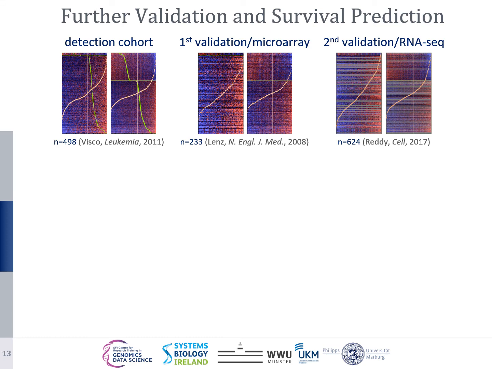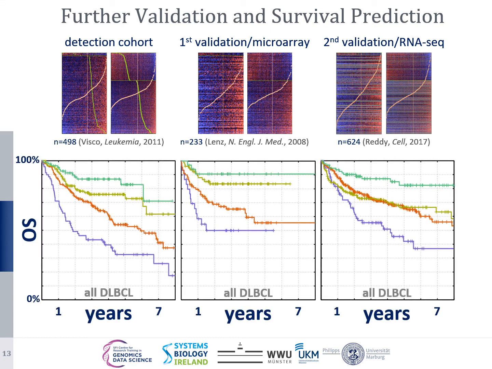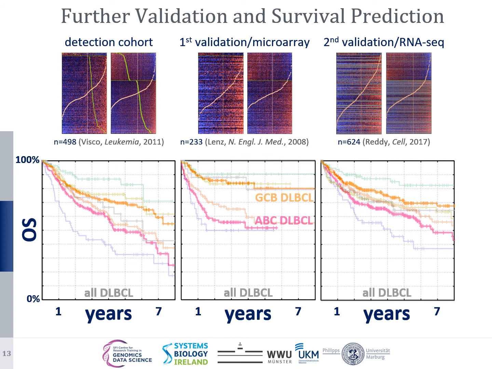So now we have two values per patient column from the two signatures, which we can put into our Cox proportional hazard model in order to predict patient survival. And quite strong patient survival differences are predicted and validated in the two validation cohorts, especially if you compare it with the known differences between ABC-like and GCB-like DLBCL.